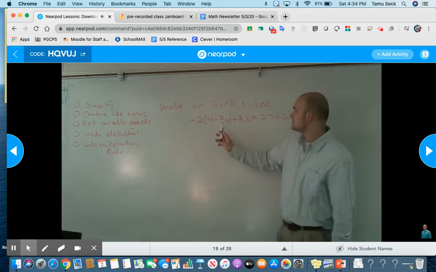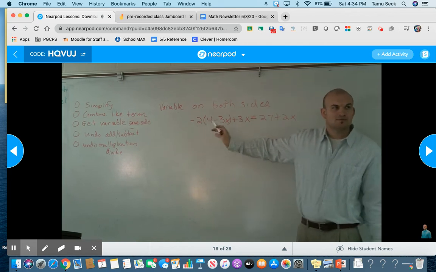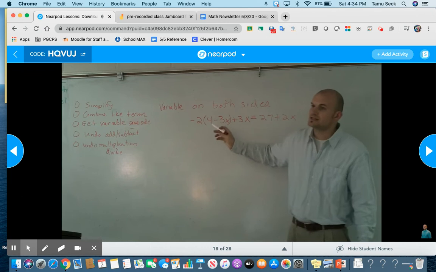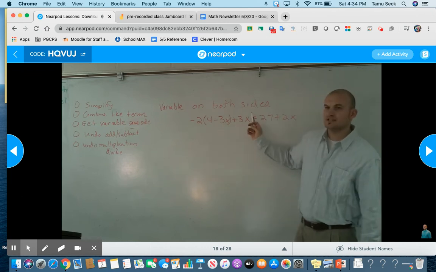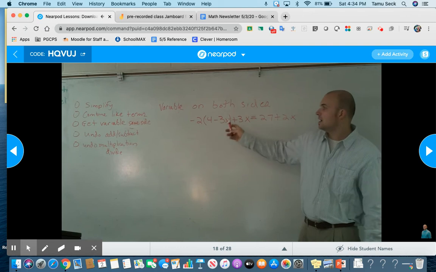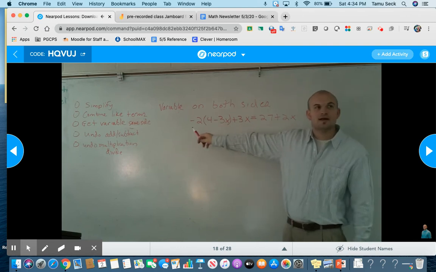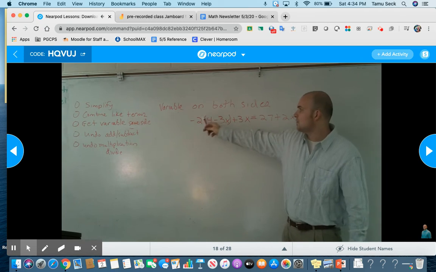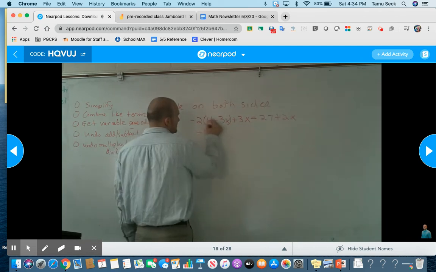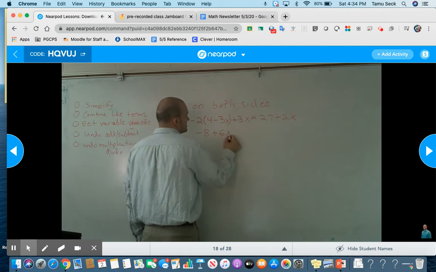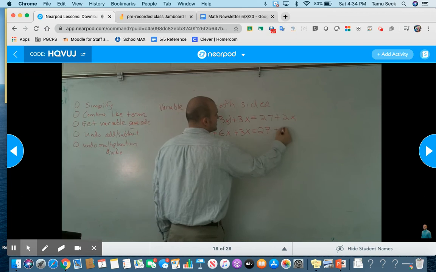One of the first things I notice here is I have multiplication outside parentheses, so therefore it's going to indicate I'm going to have to use my distributive property. There's no other multiplication, division, parentheses or exponents that I can use my order of operations on. So I'm going to multiply my negative 2 times 4, my negative 2 times negative 3x. When I do that, I get negative 8 plus 6x plus 3x equals 27 plus 2x.